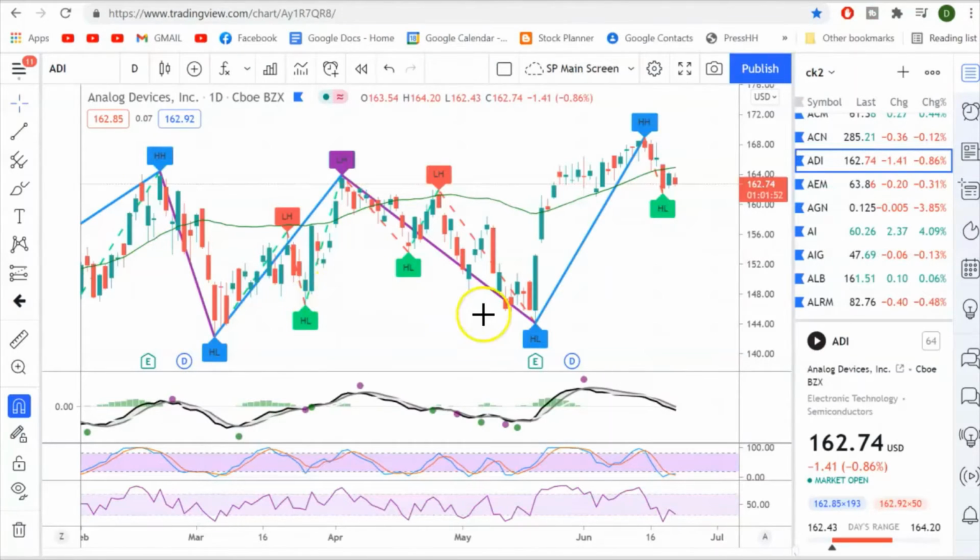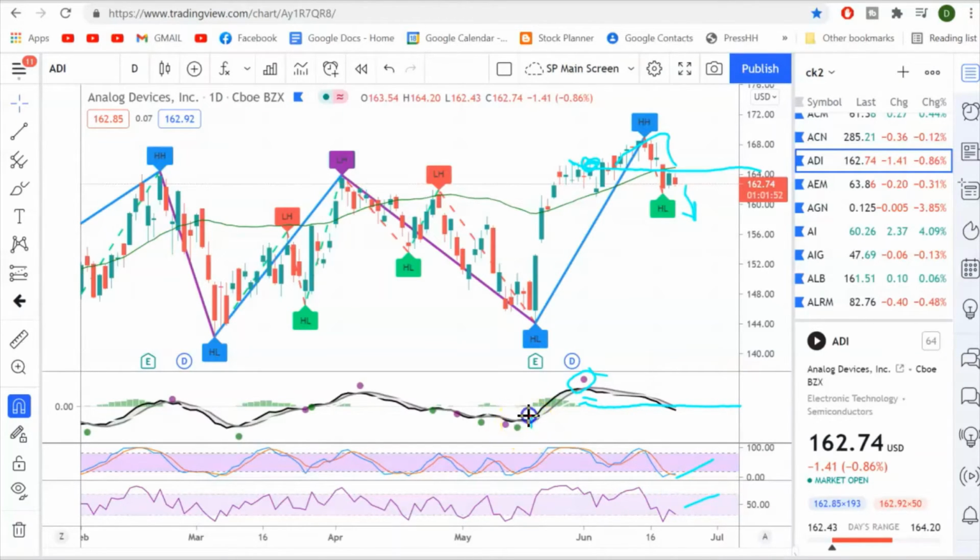This is ADI. It's an electronic technology semiconductor company. The MACD is well above the zero line. That would have occurred right in here, and you could have taken a downward trade. You would have lost money here, but eventually made it back. Now my other indicators are looking like they're pointing up, but we're not talking about those. We're just talking about the MACD.